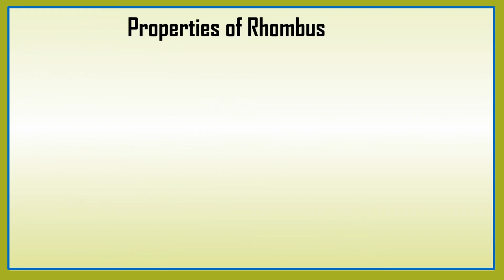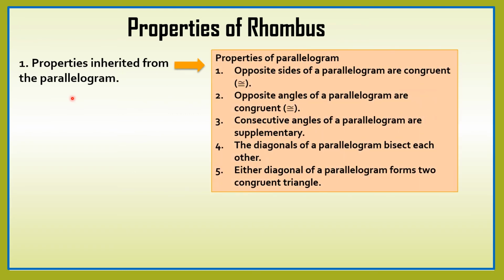Next is rhombus. So, what are the properties of rhombus? Number 1, properties inherited from the parallelogram. So, again, what are the properties of parallelogram? So, these are the properties of parallelogram. Number 2, it has 4 equal sides.